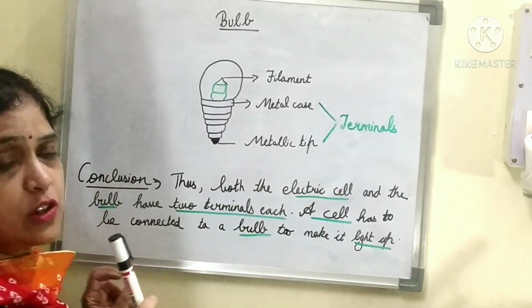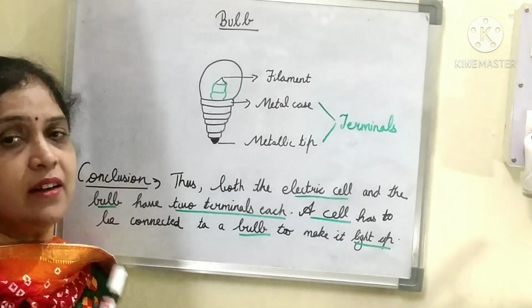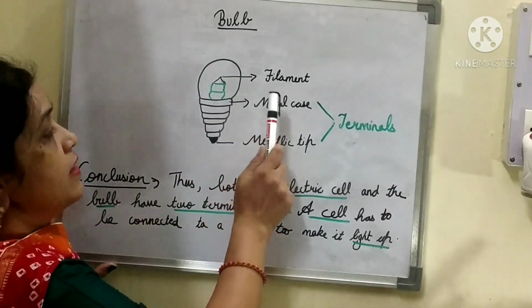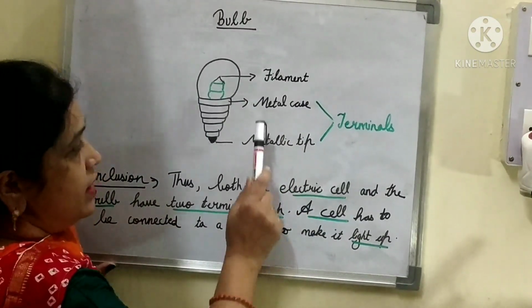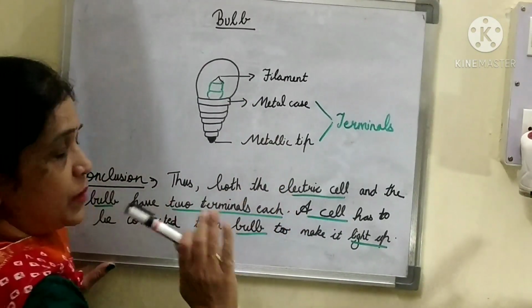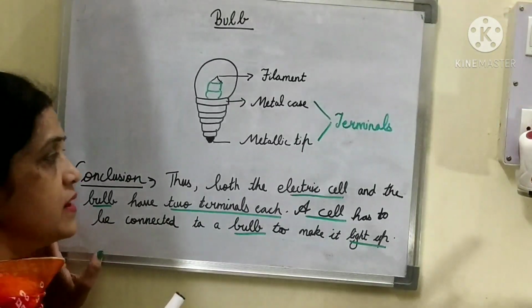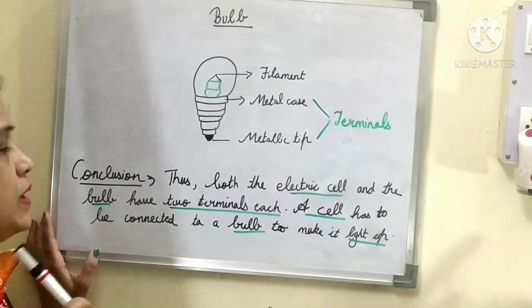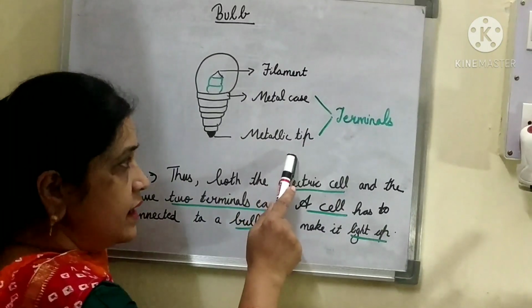A cell also has two terminals, a positive terminal and a negative terminal, and a bulb also has two terminals: the metal case and the metallic tip. We can't say that the metal case is positive or the metal tip is negative. There are no positive and negative terminals in a bulb. Only two terminals are there, the metal case and the metallic tip.